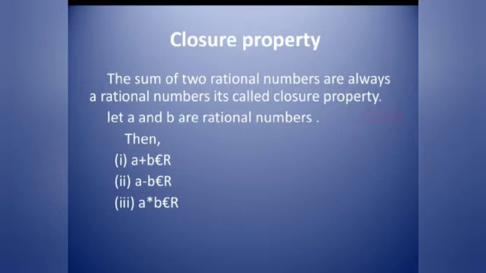And again subtraction, that is a minus b. The subtracted value is also a rational number, which is called the closure property. And multiplication, so a into b again gives a rational number, which is called the closure property.